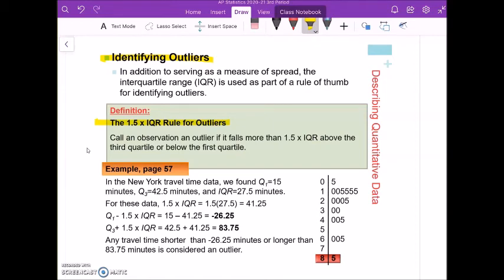But basically what you're doing is finding the IQR first, and then anything that is 1.5 times that value above the third quartile or below the first quartile would be considered an outlier. So the lower boundary would be anything below negative 26.25. An upper boundary would be anything greater than 83.75. So in this data set that they're using as an example, 85 is the only outlier.